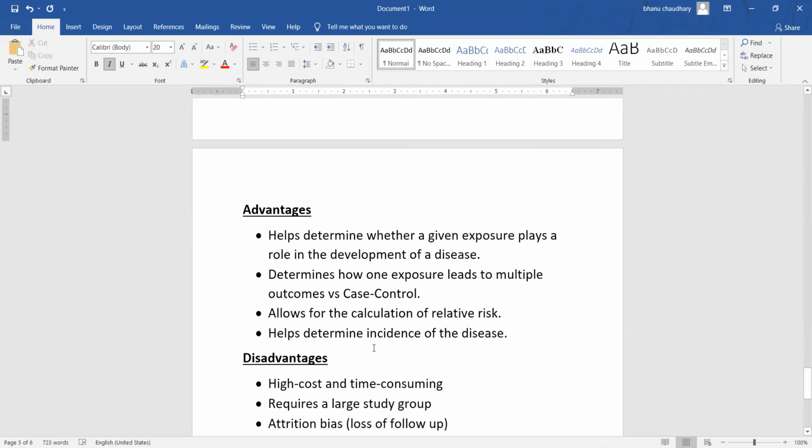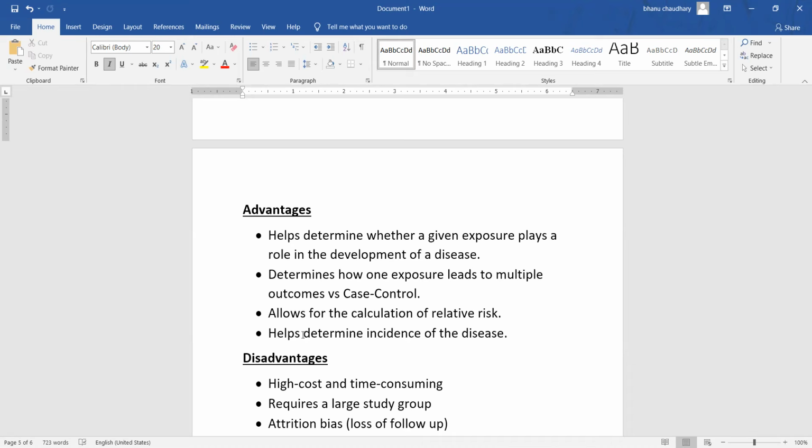Now, what are the advantages of a cohort study? Okay, it can easily determine the incidence of a disease because you are given a certain exposure, and after the exposure you want to know how many patients develop the disease of interest. So how many are developing the disease of interest? This is your incidence, right? So you can easily determine the incidence with the help of cohort studies. Okay. And you can easily determine how a risk factor plays a role in development of a certain disease. Okay. Whether the risk factor is playing a role or not.